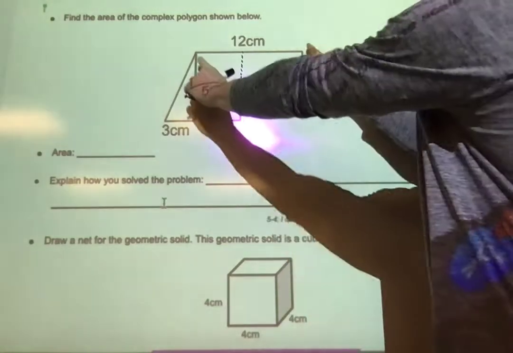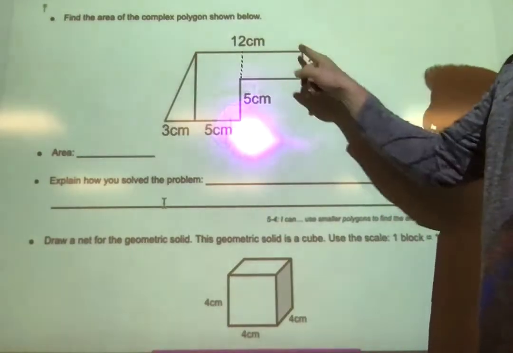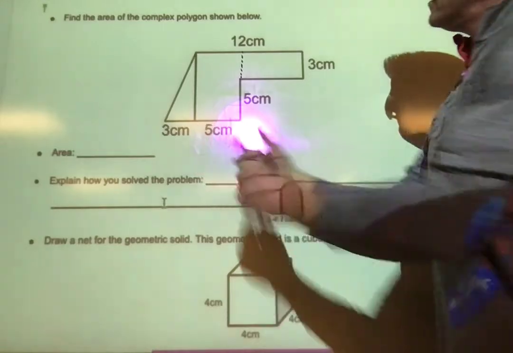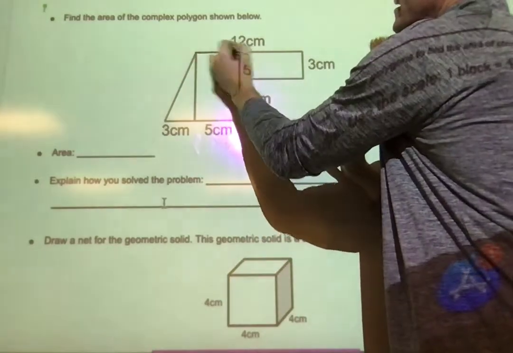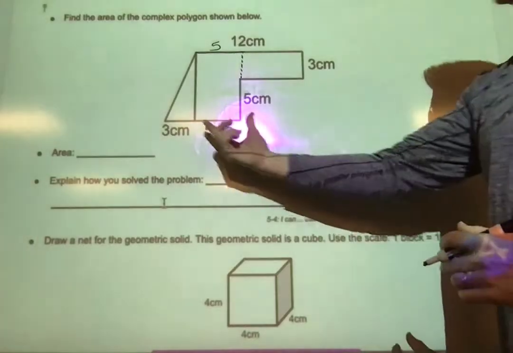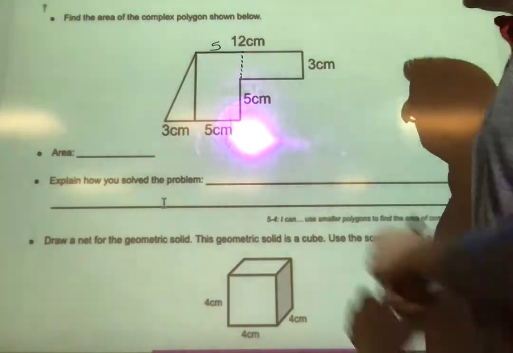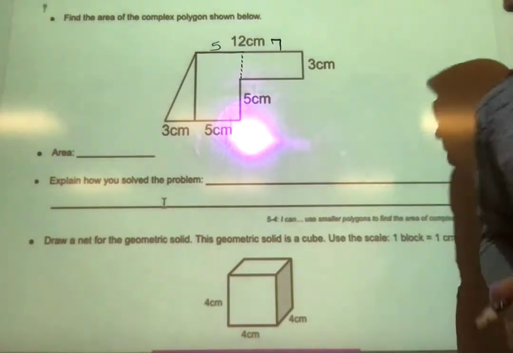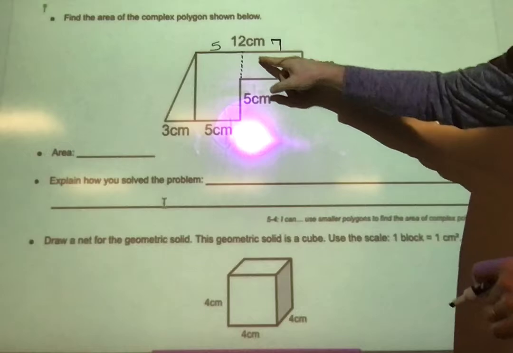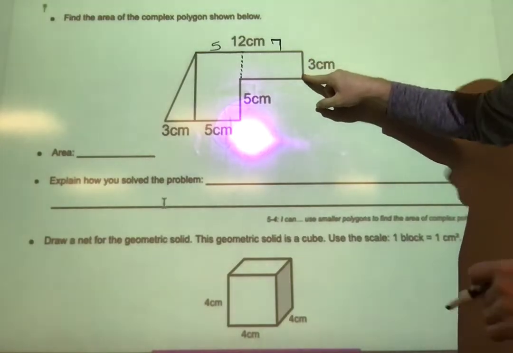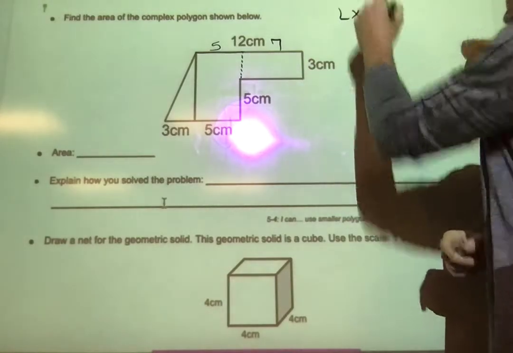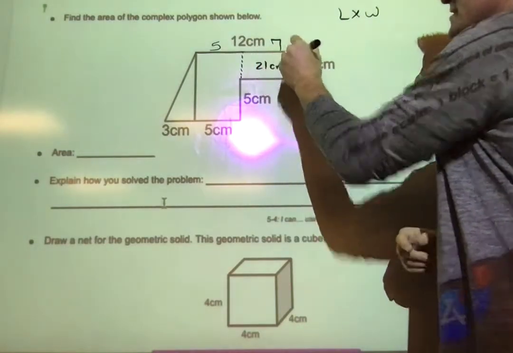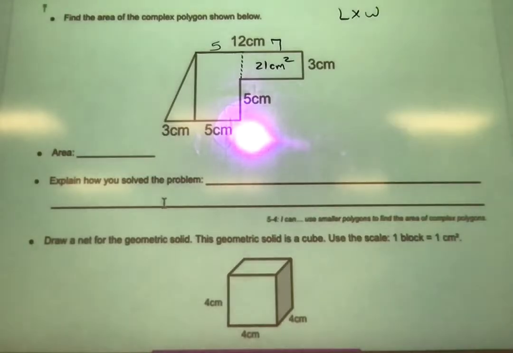Okay, so if I know this whole thing is 12 across the top, and from here to here is 5, that means from here to here is also 5, because we know the opposites are the same on a rectangle. So that means this part from here to here has to be 7 because I know the whole total is 12. So this rectangle is 7 by 3. And I know length times width finds the area of a rectangle. So 7 times 3, we would have 21 square centimeters in there. It's the number of squares that fit in there.